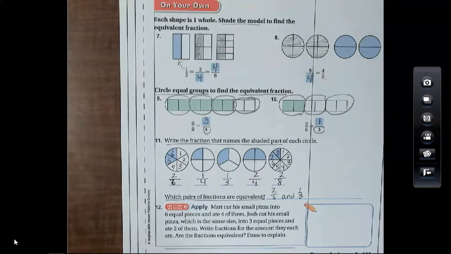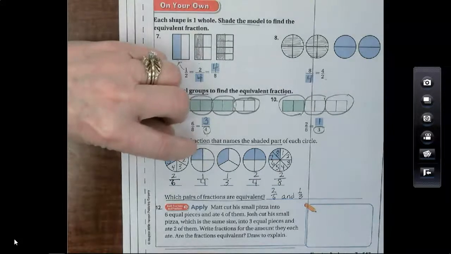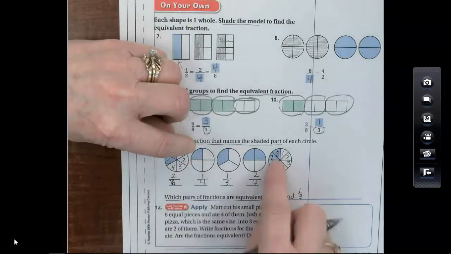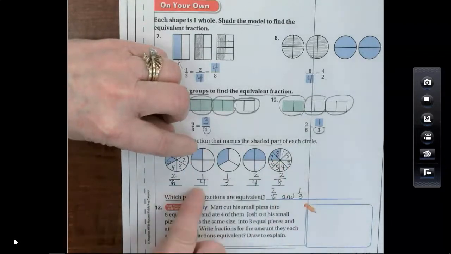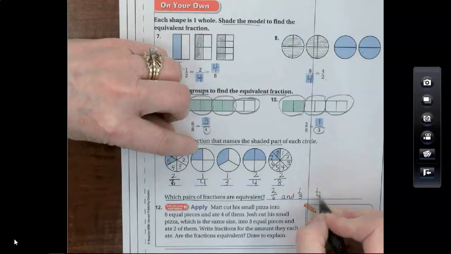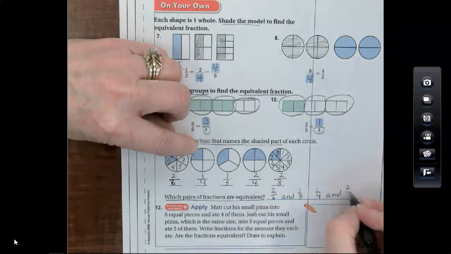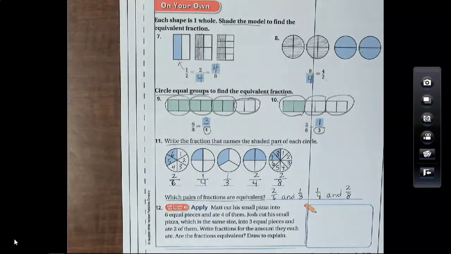If you look at 1/4, this one is 1/4. You could take that piece of blue shade and set it right on top of that one. So the 1/4 and the 2/8, they are equivalent fractions. They could set right on top of each other and take up the same amount of space. Those two are equal.